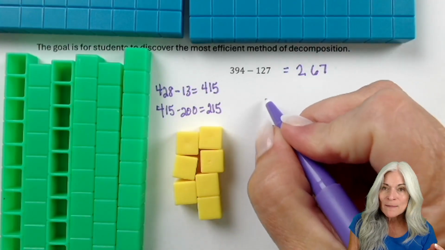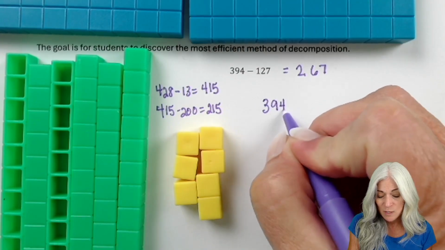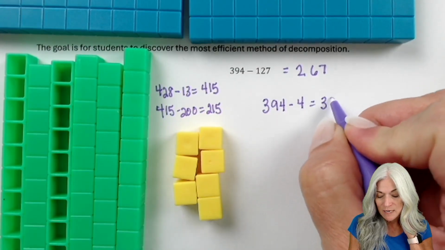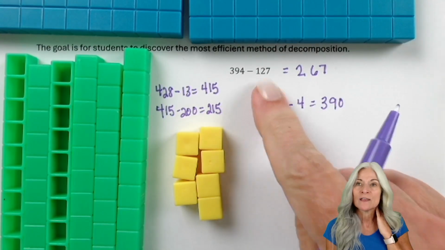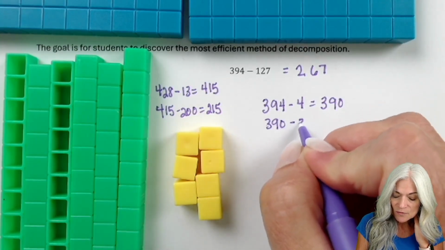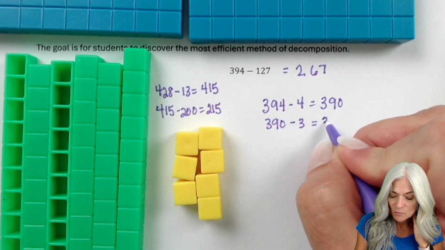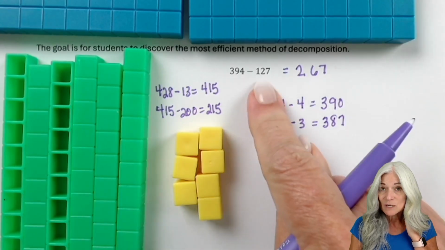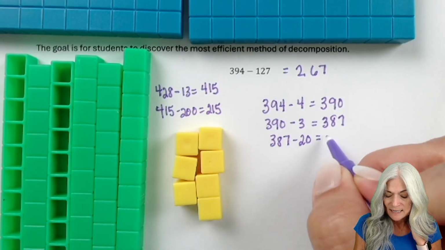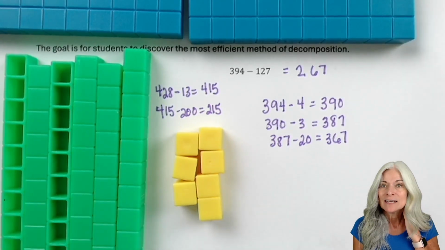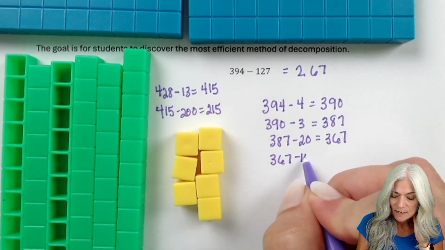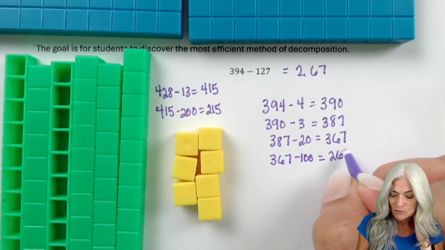Okay, so let's talk about what we did. We took 394, we took away 4 first. That got us to 390. Then we took away 3 more. So we had 390 and we took away 3 more. That got us to 387. Then we took away 20. 387 minus 20 got us to 367. And then finally, we took away the 100. 367 minus 100 got us to 267.